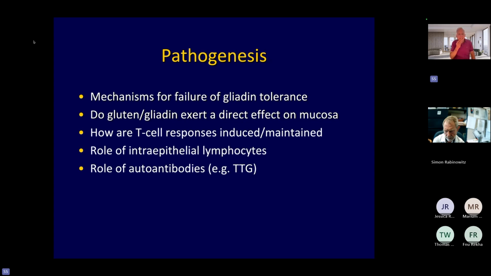So let's move on to the pathogenesis, and let's look at the mechanisms for the failure of gliadin tolerance, whether gluten or gliadin exert a direct effect on the mucosa, how are T cell responses induced and maintained? What is the role of intraepithelial lymphocytes, and what is the role of autoantibodies?